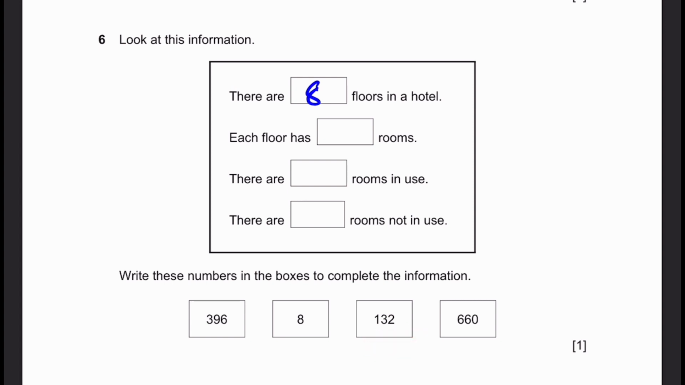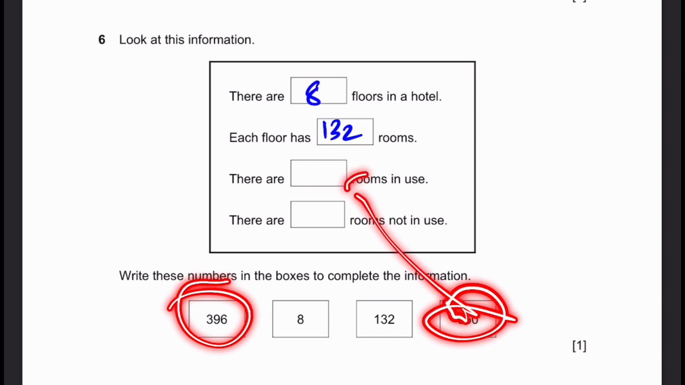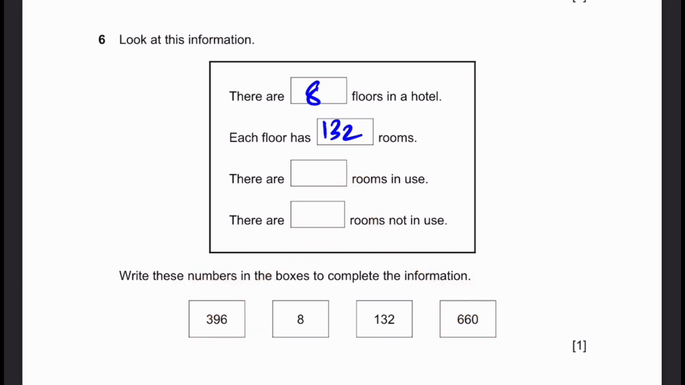Next, we go to 132. In fact, this is the correct answer, but why? We can see 8 times 132 is going to be equal to 1056. And 660 plus 396 is equal to 1056. So they both match up. Therefore, we have it correct. And as for the other two numbers, you can place them wherever you want. Either one is fine. You write 660 in use, 396 not in use, or you can swap it around, it's also fine. That's the answer.